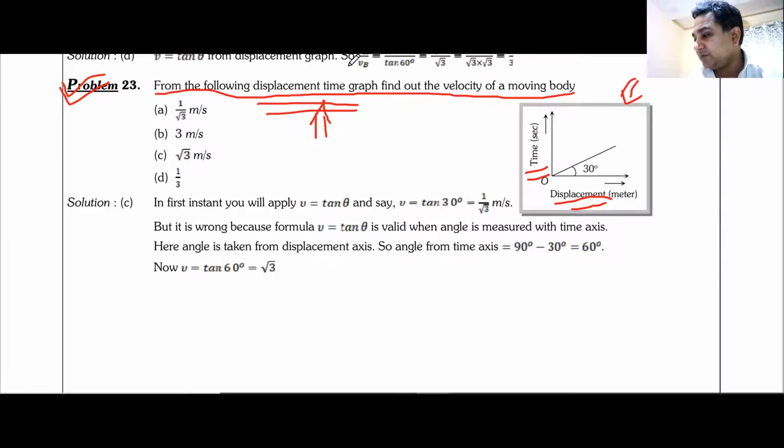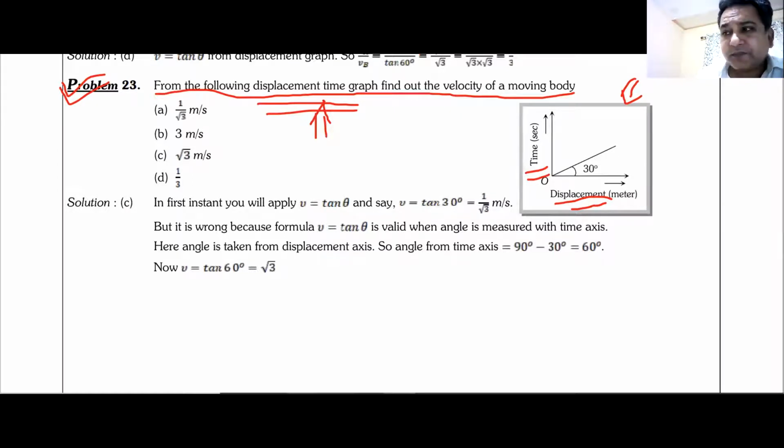Tell me, anyone. Name should be different. Niharika says the name would be different. Then what would be the name, Niharika? What would be the name of this graph?